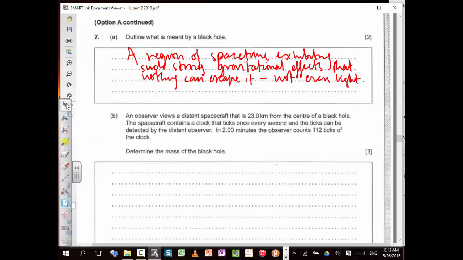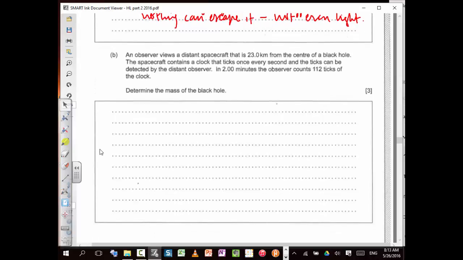And finally, an observer views a distant spacecraft that is 23 kilometers from the center of a black hole. The spacecraft contains a clock that ticks once every second, and the ticks can be detected by the distant observer. In 2 minutes, the observer counts 112 ticks of the clock.